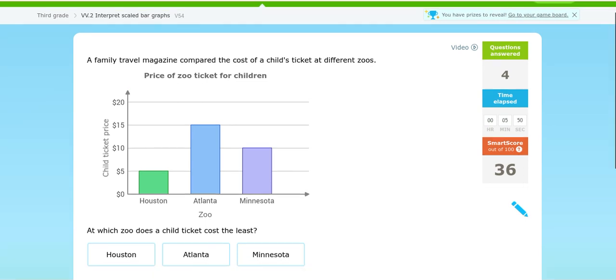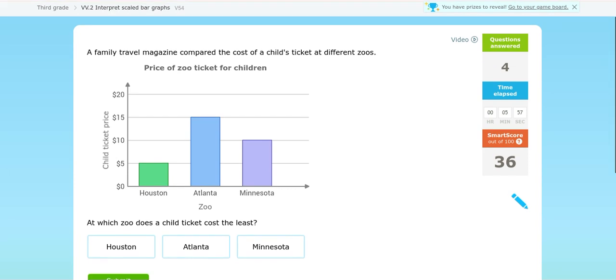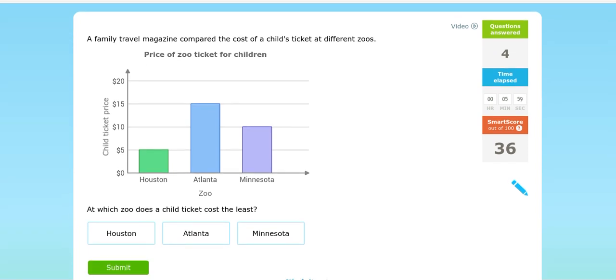It says, a family travel magazine compared the cost of a child's ticket at different zoos. The name of the scale bar graph is price of zoo ticket for children. And this is Houston, Atlanta, and Minnesota. And these are the scales that are on the top left. So we got $0, $5, $10, $15, $20.